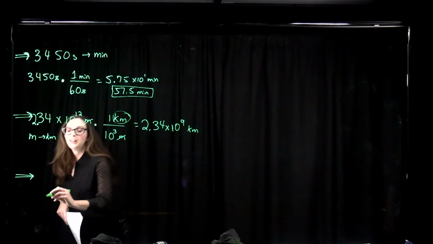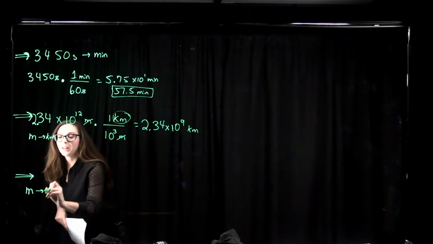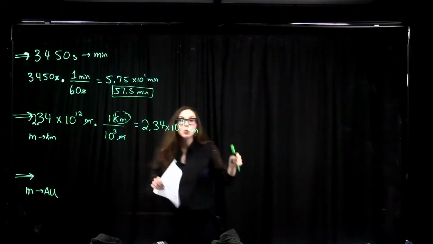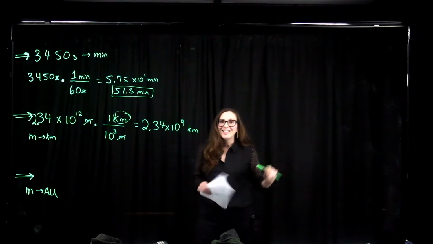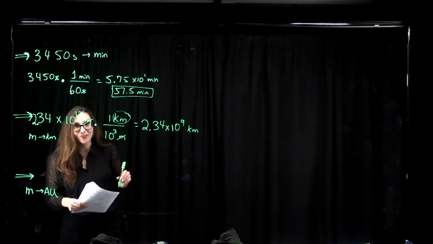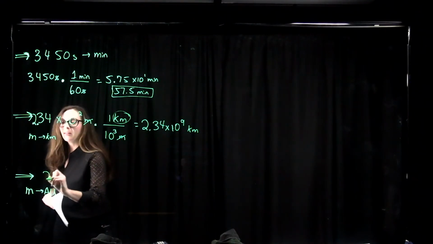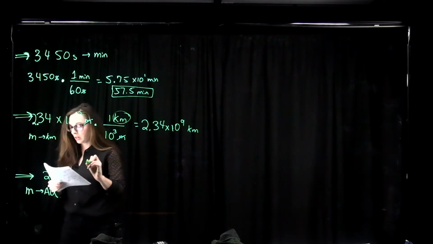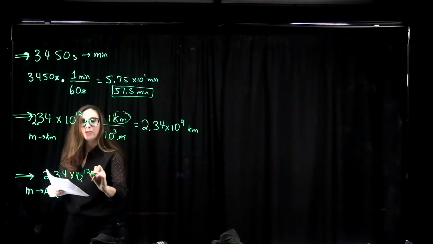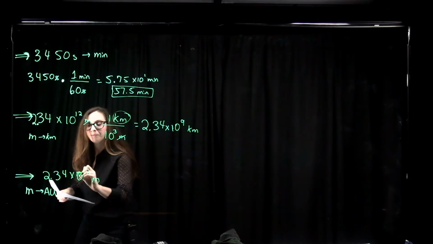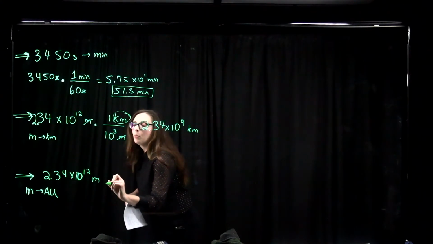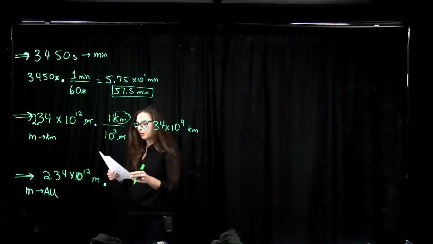So now let's convert a number from meters to AU, astronomical units. The astronomical unit is the distance between the Earth and the Sun. And I'll show you what 1 AU is equivalent to here in a minute. So we start with our number, which is going to be 2.34 times 10 to the 12 meters, and we want it in units of astronomical units.